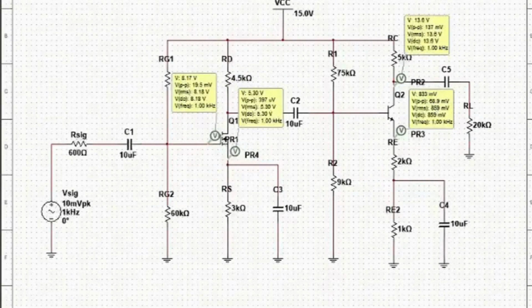Hi everyone, I am Muhammad Danish Kashri and today our team is presenting the design and simulation of a two-stage amplifier circuit. I'll be walking you through the schematic diagram.